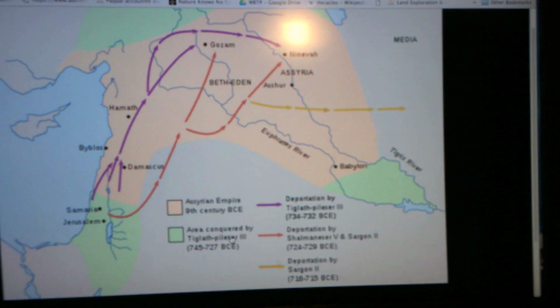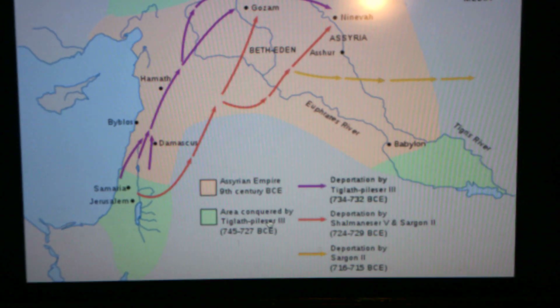And so you see down here it says deportation by Tiglath-Pileser 734 to 732, deportation by Shalmaneser and Sargon 724 and 729, and deportation by Sargon 716 and 715. So this was a long time, people. They took a lot of us. They took a lot of us out of there.